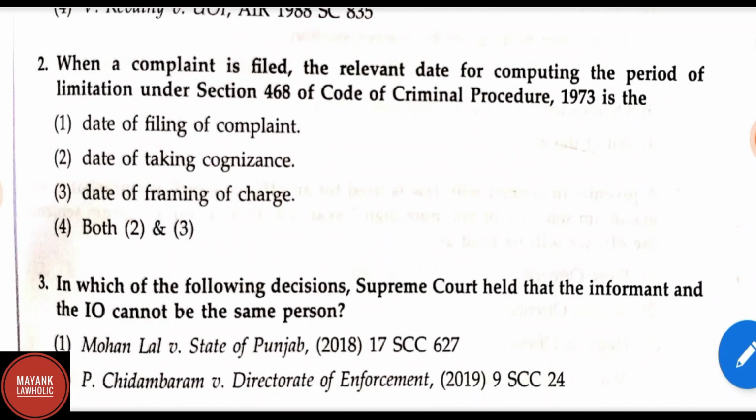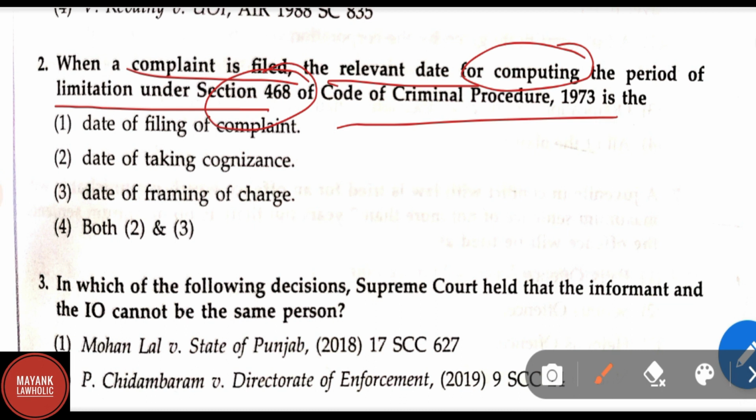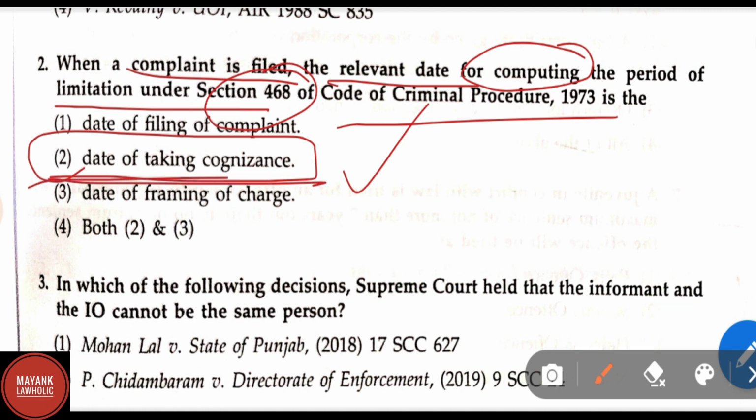Now let us see question number 2. When a complaint is filed, the relevant date for computing the period of limitation under Section 468 of Code of Criminal Procedure 1973 is: option 1, date of filing of complaint; option 2, date of taking cognizance; option 3, date of framing of charges; and option 4, both second and third option. What will be the correct answer? Correct answer is option 2, date of taking cognizance. Section 468 of CrPC comes in Chapter 36 of CrPC. Section 468 talks about the bar to taking cognizance after lapse of the period of limitation. Here the correct answer is 2, date of taking cognizance.